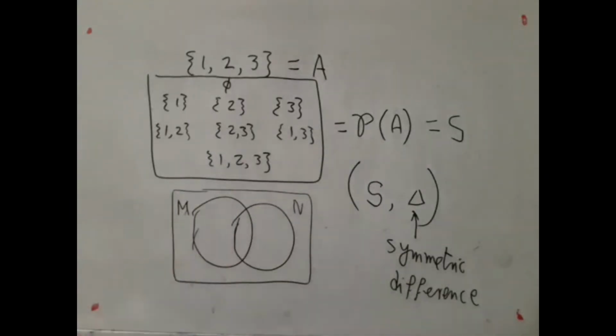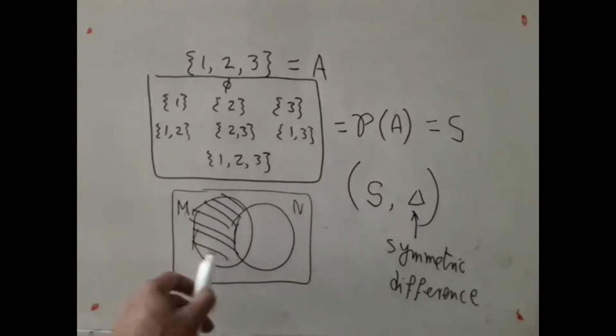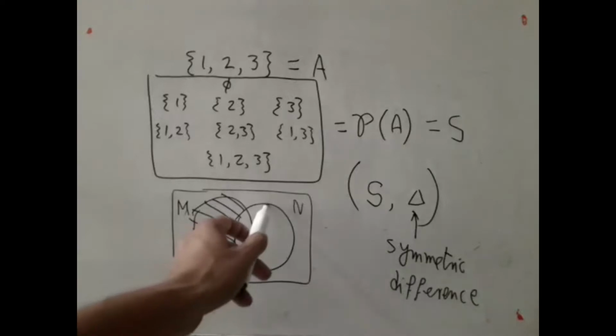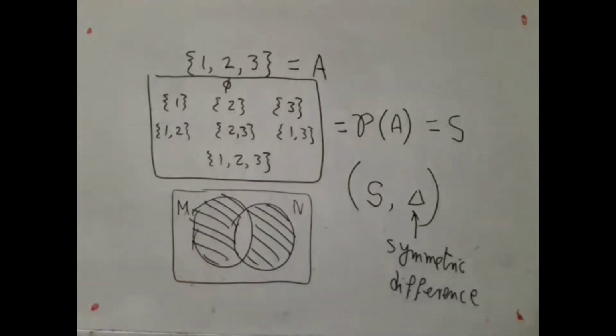Then the symmetric difference between them is defined as those elements in M which are not in N, union those elements in N which are not in M. This is the symmetric difference of M and N, and we write it as M, the triangle N. Let's take an example and you will understand.